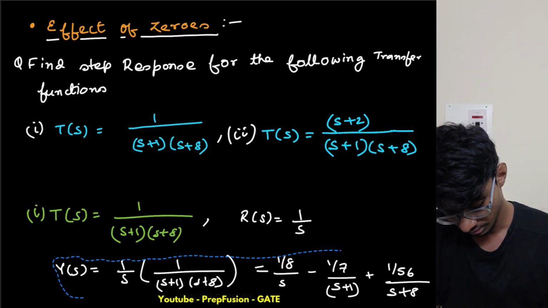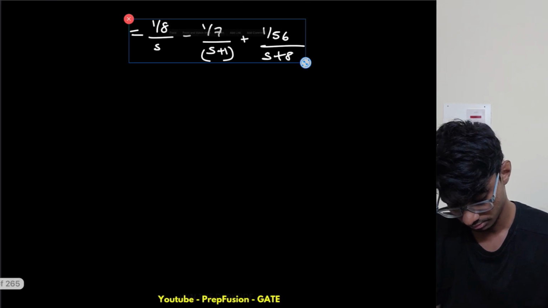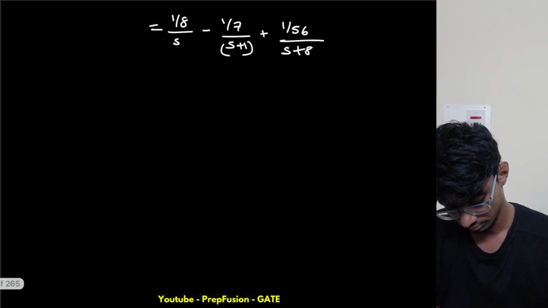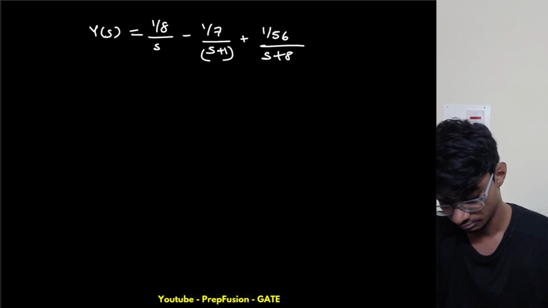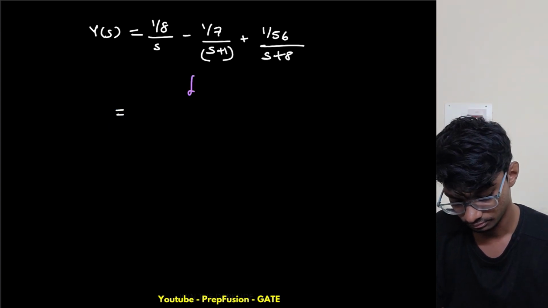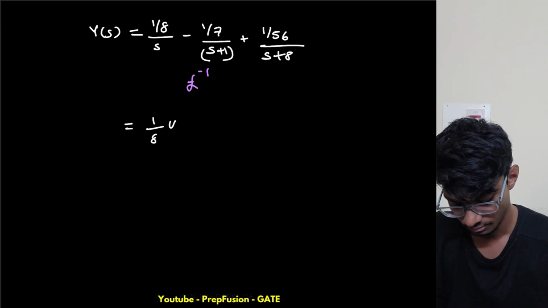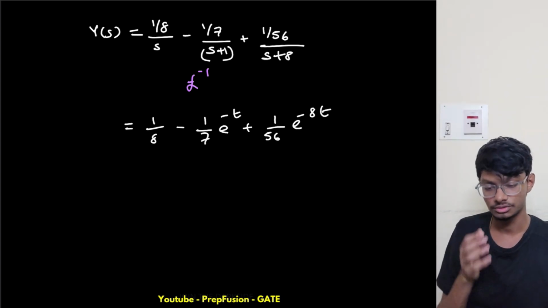Now let's take the Laplace inverse. So this is equal to 1 over 8 minus 1 by 7 e raised to power minus t plus 1 by 56 e raised to power minus 8t. So this is my time response.